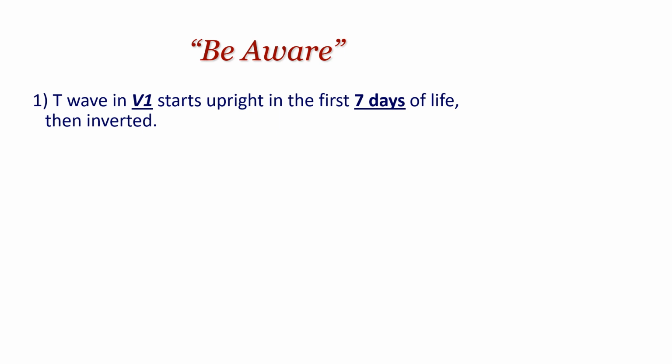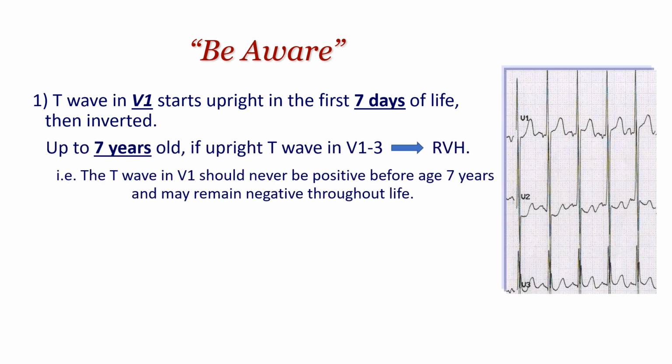First, the T wave in V1 starts upright, but that is just for the first 7 days of life. Then it's inverted, and it stays inverted up to the age of 7 years old. So it's inverted from 7 days old to 7 years old. If you see an upright T wave in V1 to V3 before the age of 7 years old, that could be a sign of right ventricular hypertrophy. So if you see an ECG that you would call normal for an adult, so upright T wave in V1 to V3, that is very abnormal if we're talking about the age from 7 days old to 7 years old.